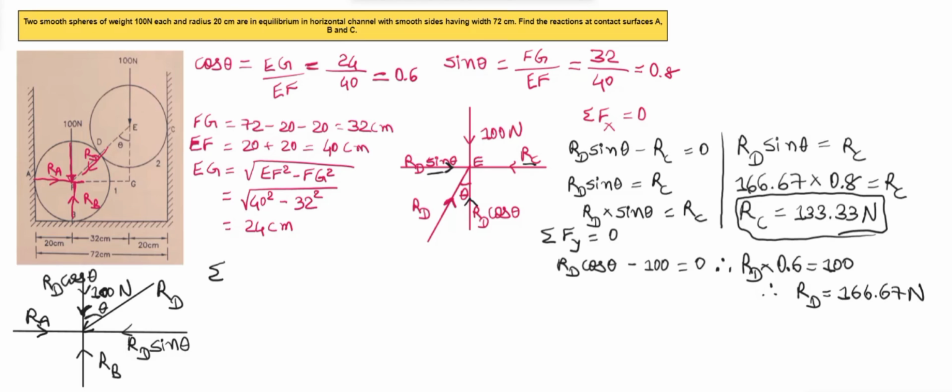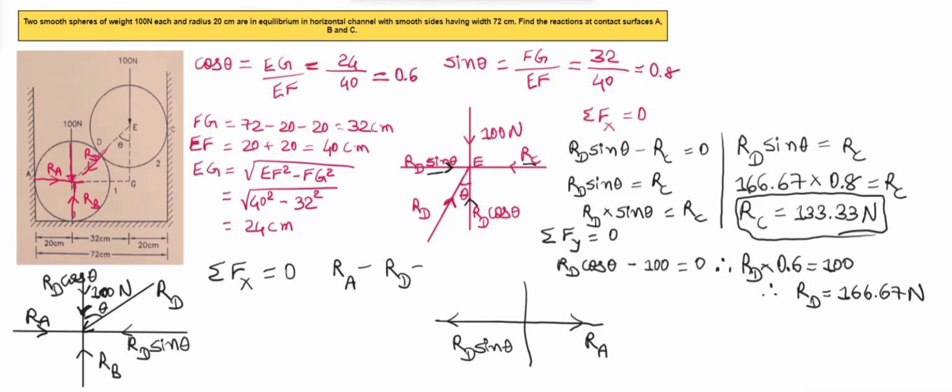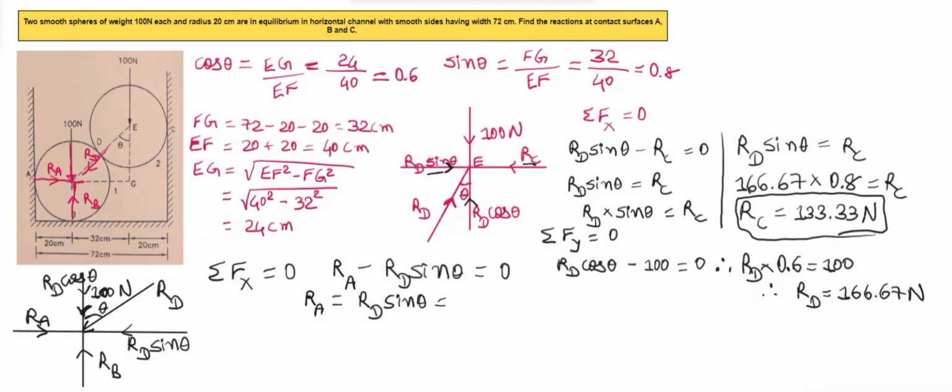We'll resolve the forces. The horizontal forces, sigma Fx is equal to 0. I'll draw one more diagram for your understanding where I'll be showing the arrows. From this it is clear that RA is positive and RD sin theta is negative. Here we'll write it as RA minus RD sin theta is equal to 0. We already know the values of RD and sin theta. We'll just place that. Therefore RA will be equal to 166.67 into 0.8, which is equal to 133.33 Newton.